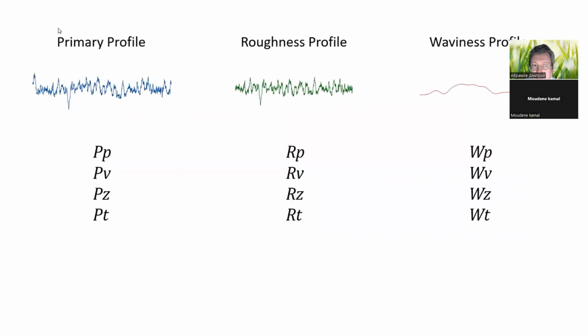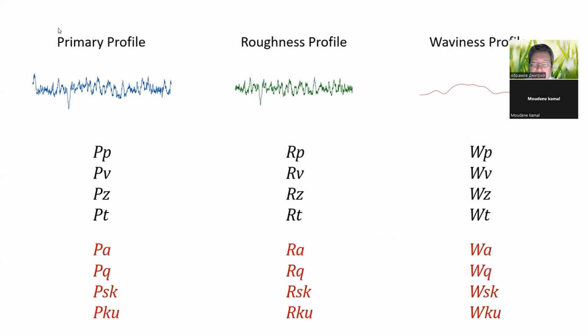So, we have 4 parameters that are applied on 3 profiles: primary, roughness, and waviness, which makes 12 parameters in total. We can add 4 more parameters: Ra, Rq, Rsk, and Rku, also considered as amplitude parameters.